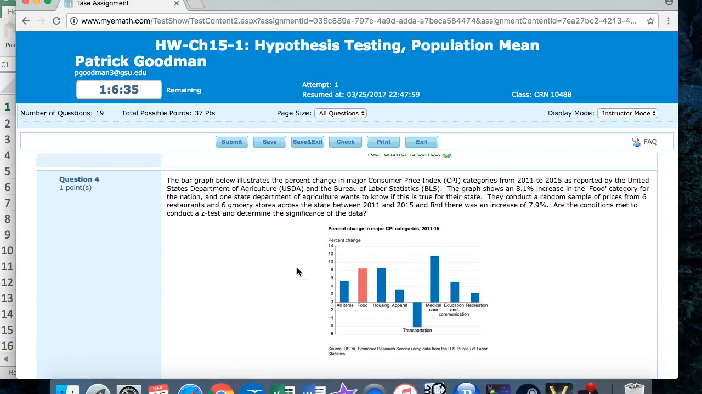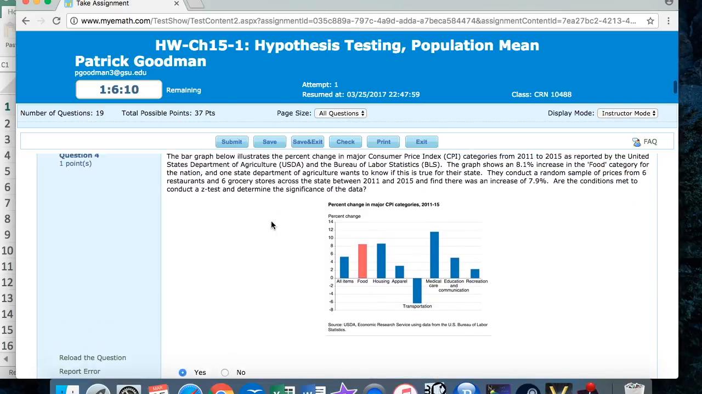Here we go. Okay, so let's look at this. So this is another one of those problems where you make sure you can use a z-test. Okay, so let's see. They conduct random samples of prices from 6 restaurants and 6 grocery stores across the state between 2011 and 2015 and find there was an increase of 7.9%. Are the conditions met to conduct a z-test and determine the significance of the data?